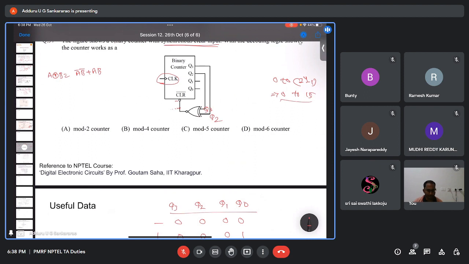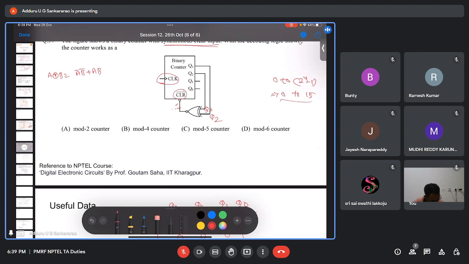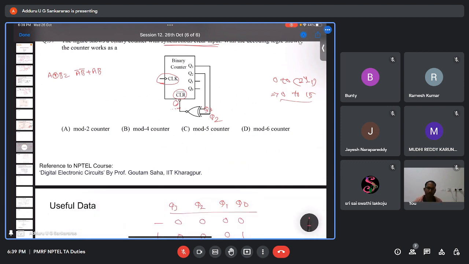Now for the XNOR gate, when will the output be 1? You can see here the clear input is active low. That means whenever the clear input is 0, the entire counter will be reset, cleared. That means again it will go to the 0 0 0 0 state. So whenever the clear input is 0, the counter will be reset. Clear input is 0 means the XNOR gate output should be 0.